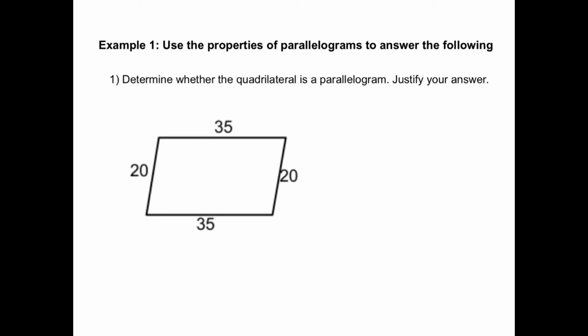So the examples are just going to be asking if the quadrilateral is a parallelogram, and if so, we're going to justify the answer, just explaining where this answer is coming from. So this one, the opposite sides are congruent. Because they're congruent, we can say yes, and we'll just say opposite sides are congruent.